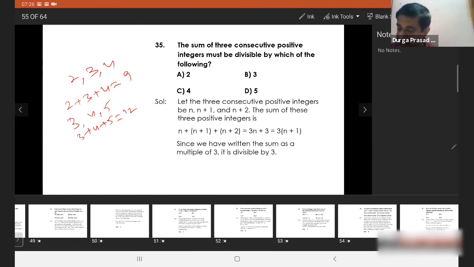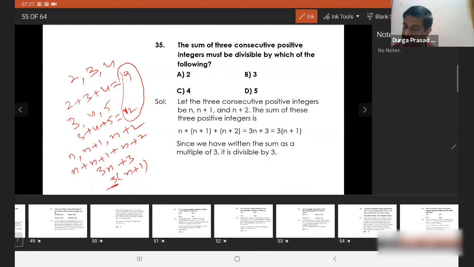Or otherwise, you take n, n plus 1 and n plus 2. Sum of these three is 3n plus 3. So that is 3 into n plus 1, therefore divisible by 3. Here also this is divisible by 3. You take numbers this way, you'll get divisible by 3. But the actual mathematics process is this, children.